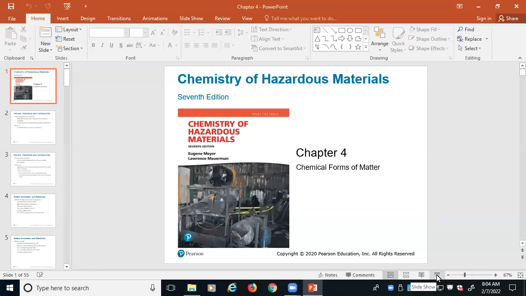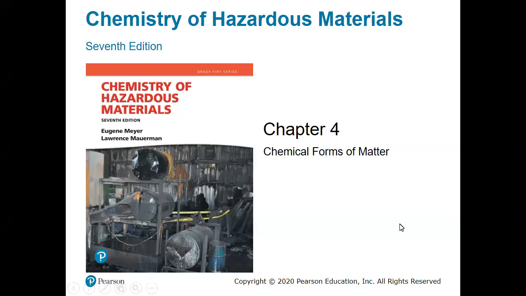All right, so we're starting chapter 4 today. With chapter 4 and chapter 5, we're getting into the stuff that is the most chemistry-like of really anything that we're going to talk about this semester. Chapter 4 is titled The Chemical Forms of Matter.